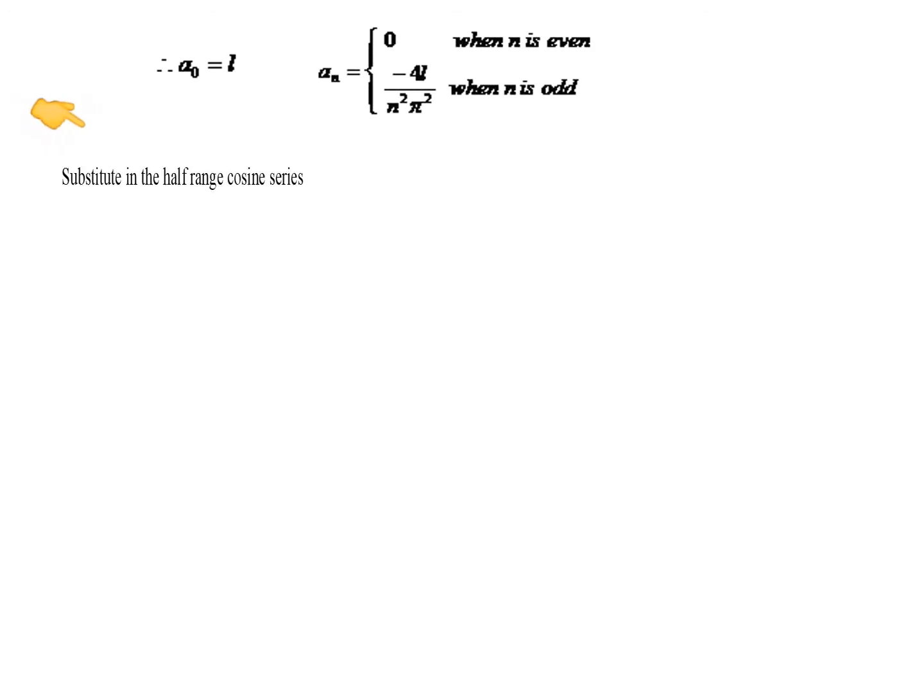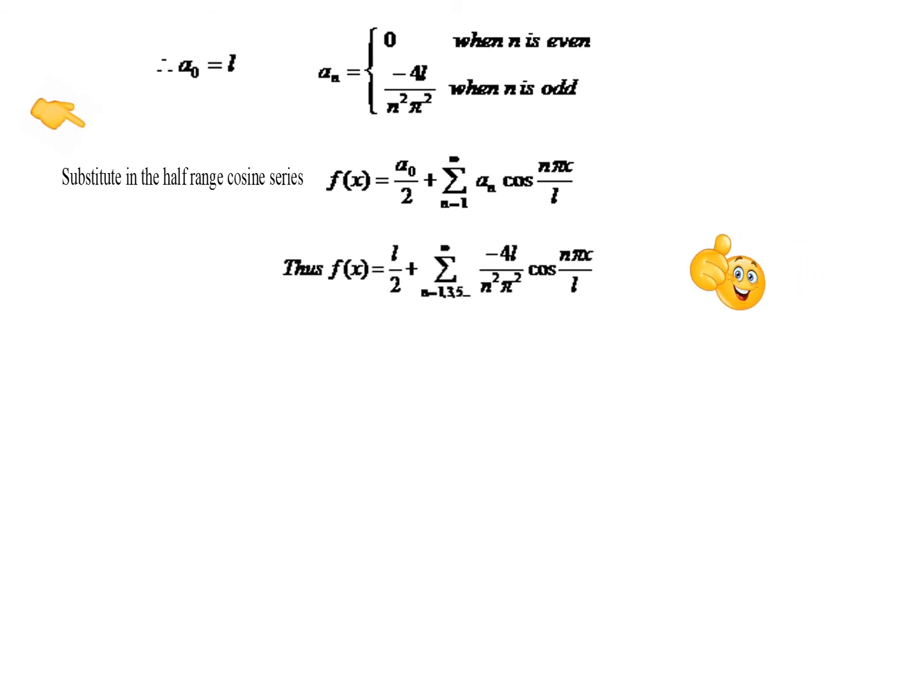Now substitute these values in the half-range cosine series, which is f of x equal to, we know, a0 by 2 plus summation an cos n pi x by L. In the place of a0, we have substituted L, and in the place of an, we have substituted minus 4L by n squared pi squared. And the summation is only for odd integers. So this is the final half-range cosine series. Now we shall proceed to find the value of a series they have asked to deduce.